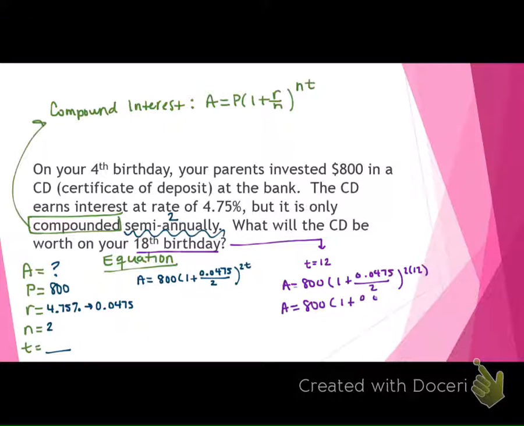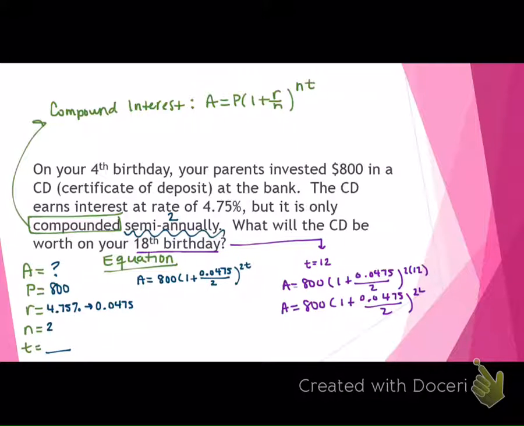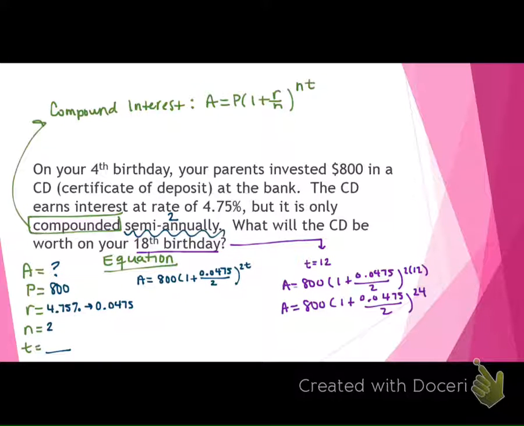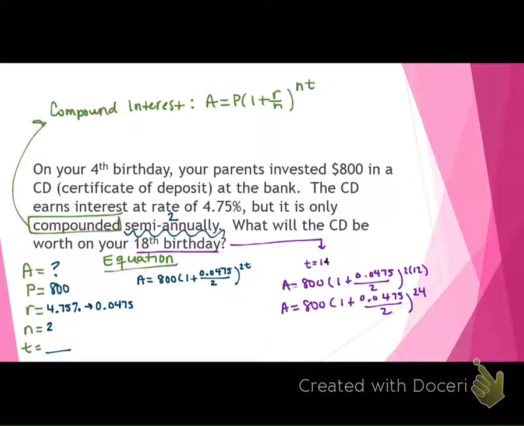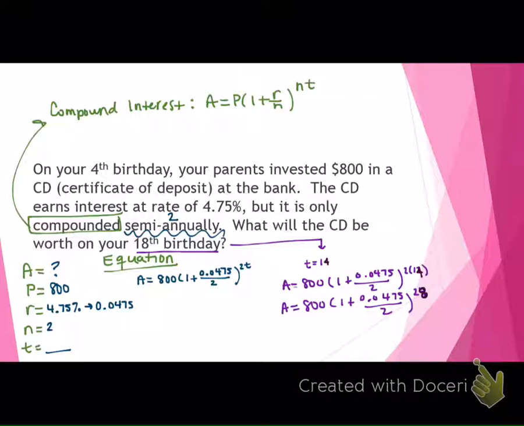If anybody needs help, please let me know. Wouldn't 18 minus 4 be 14? Yeah, it's 14. You're right, guys. It should be 14. My fault. So let's change that to 14. Thank you for saying something, Jill. All of you guys should make sure you're checking things at all times. So that should be 28, not 24, right? Are we all right with that?